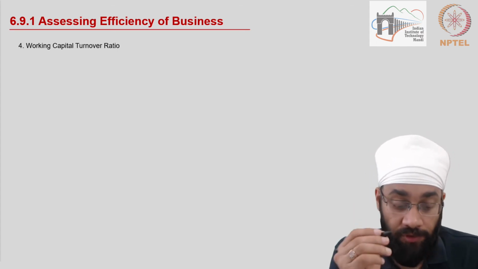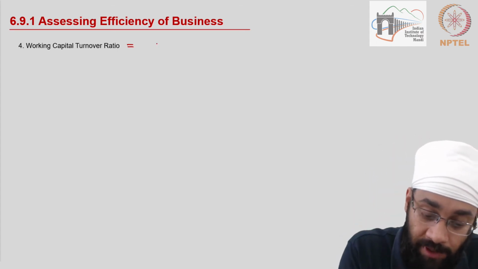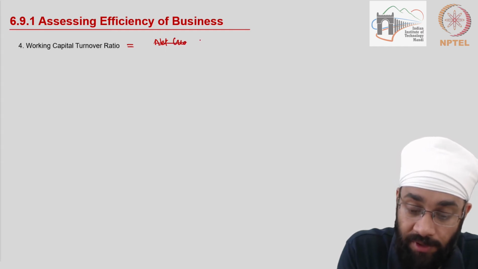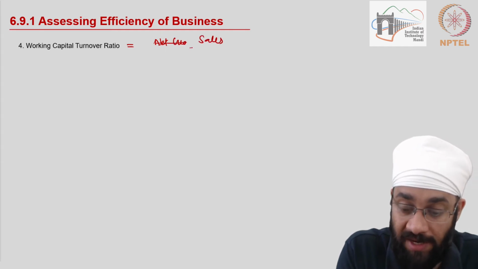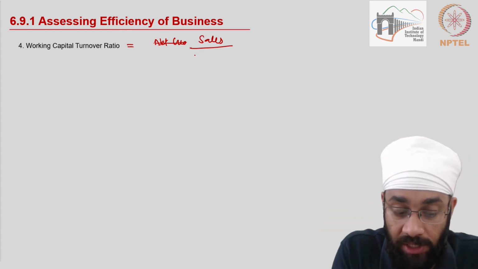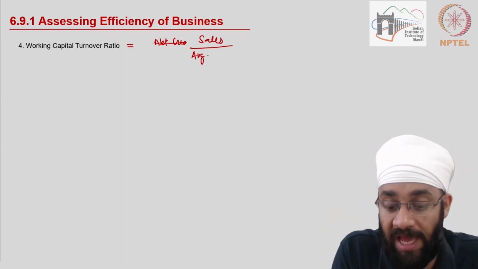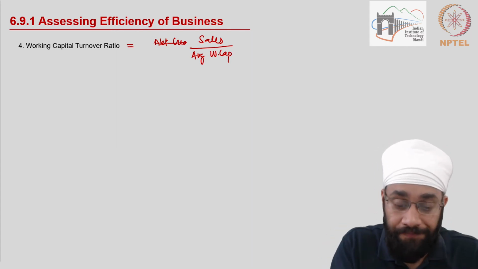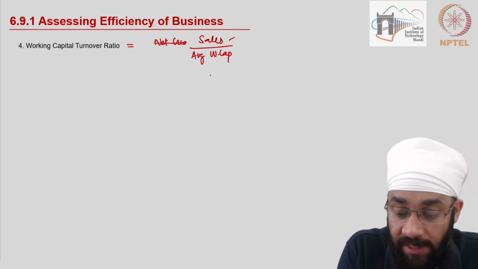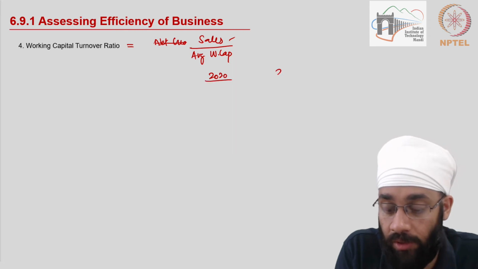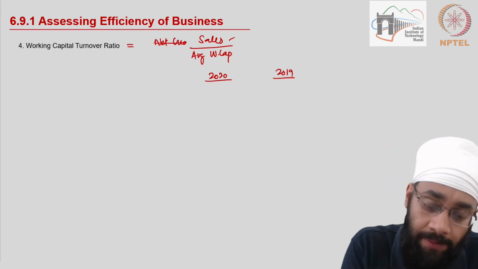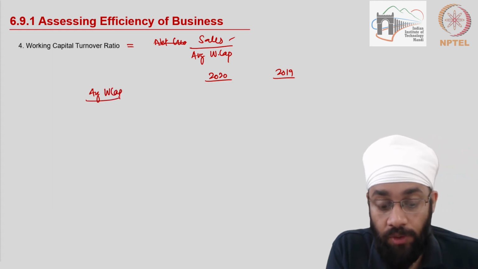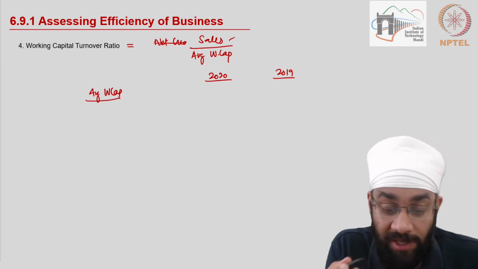Let's do the fourth indicator, which is the working capital turnover ratio. We want to say how much sales, not credit sales, how much sales are we able to generate using the average working capital that we have in the business. So sales is an easy number to pick. What we need to do is to calculate the working capital. So first of all, you have to figure out the working capital.